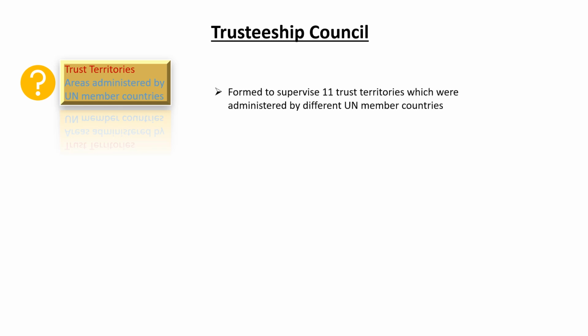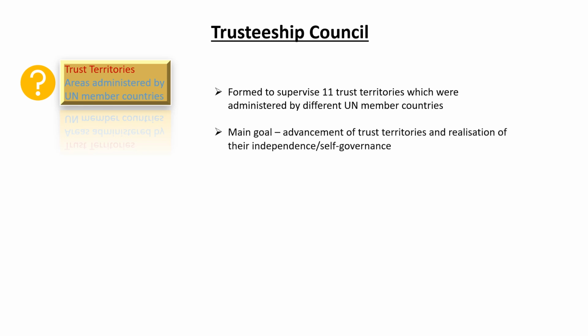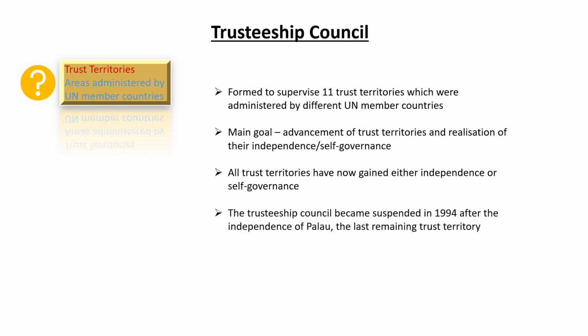So, the Trusteeship Council was formed to supervise 11 trust territories which were administered by different UN member countries. Its main goal was the advancement of trust territories and realization of their independence or self-governance. All trust territories have now gained either independence or self-governance, and therefore the Trusteeship Council became suspended in 1994 after the independence of Palau, which was the last remaining trust territory. So, Trusteeship Council is an inactive body of the United Nations.